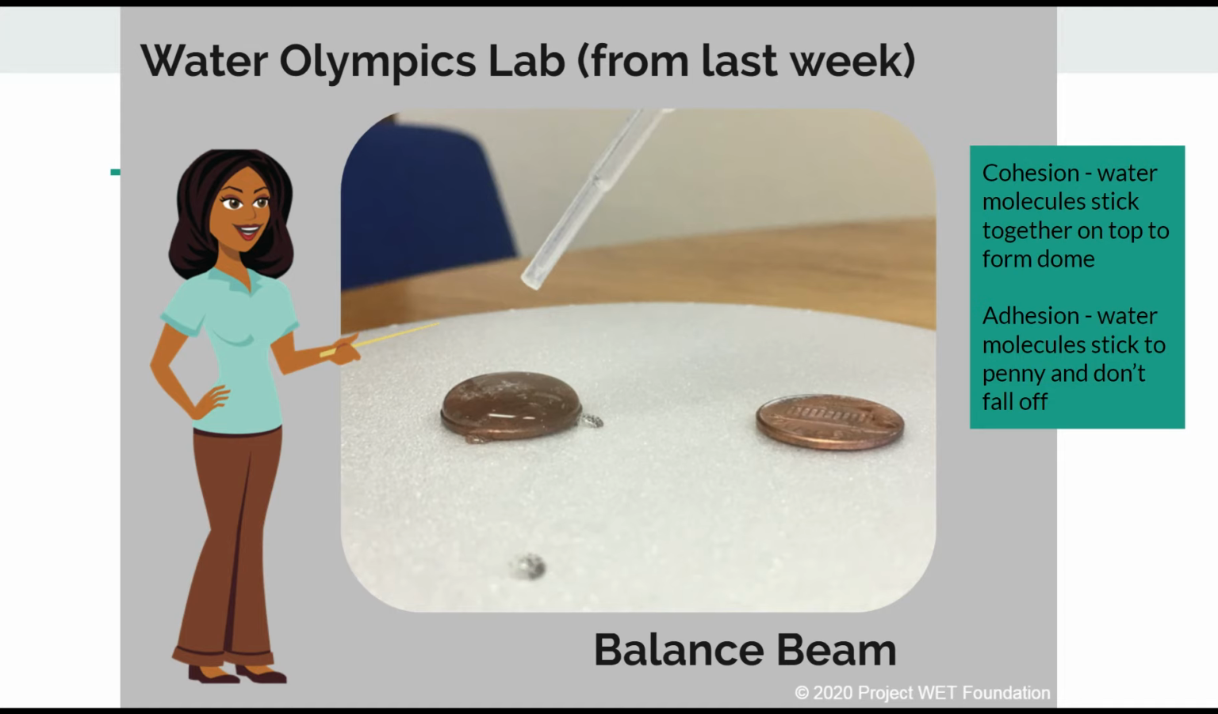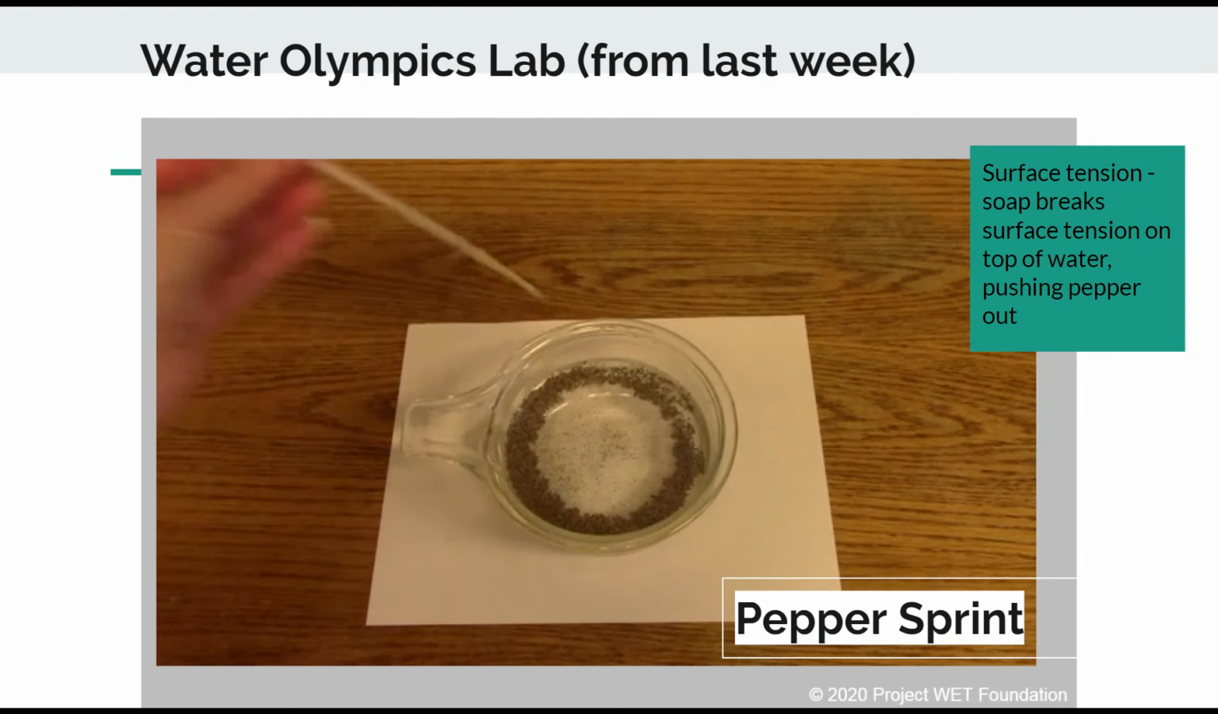We saw cohesion and adhesion for the balance beam, where we were putting water droplets on the top of a penny. The water molecules stuck together again to form that dome of water at the top. But then also we saw that those water droplets stuck to the penny. They weren't just immediately sliding off. So cohesion and adhesion.